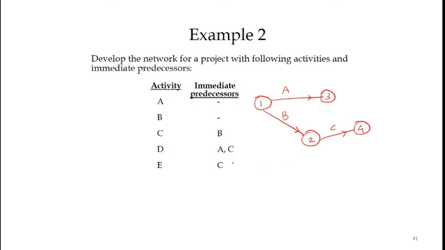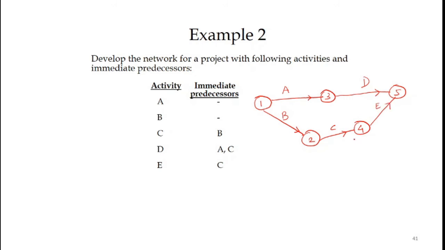And then D will only be starting once we finished A and C. And now we have not joined this C in this fashion because it is given that E will only be starting once we finished C. So this will be E.